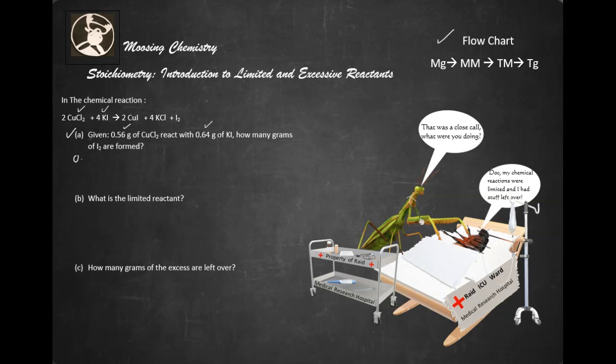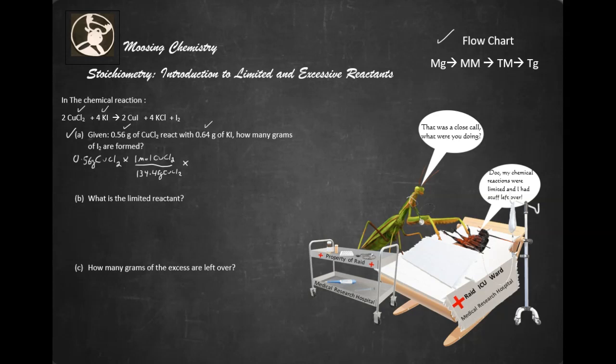So we go 0.56 grams of CuCl2 times 1 mole of CuCl2 divided by our molar mass of copper chloride, and that'd be 134.45 grams of CuCl2. Hang on for a second, that 4 doesn't look very good there. Let's get rid of that and make a better 4 there. Okay, so let's do that.